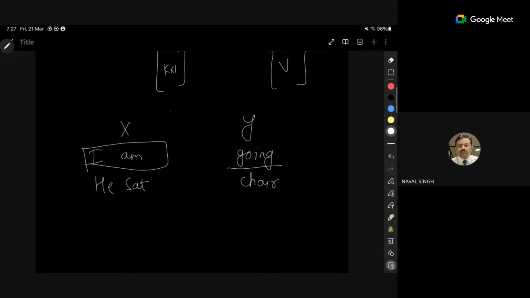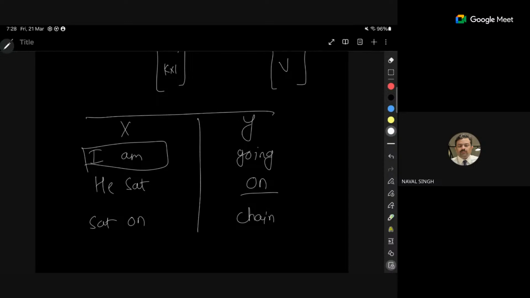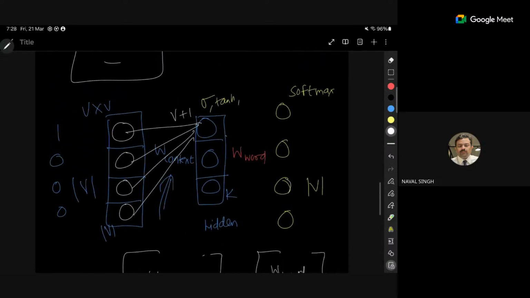Here I have taken the context size as 2. You can have any number, 3, 4, 5, it doesn't matter. So 'he set' gives the prediction 'on', and if I give 'set on', then the next prediction is 'chair'. This is the X and Y that you have to create using your corpus. If you have this, there is nothing new. It's just a feed forward neural network, and you do back propagation.